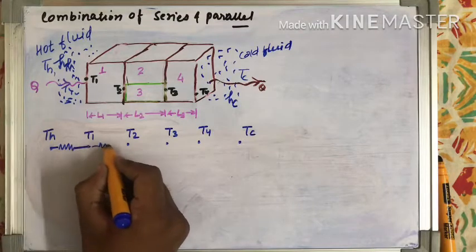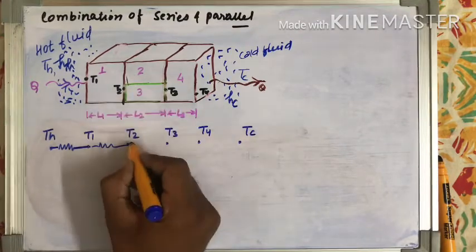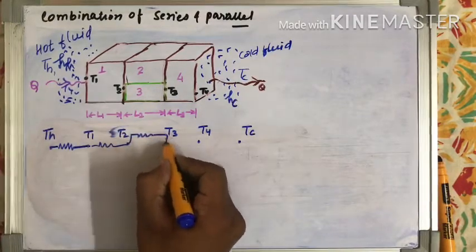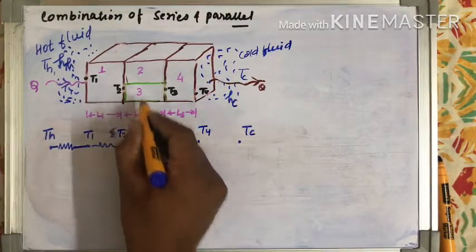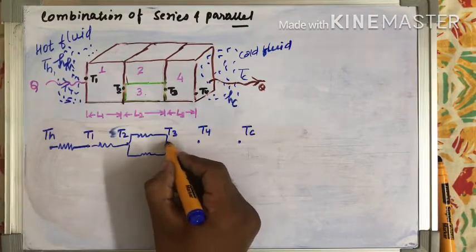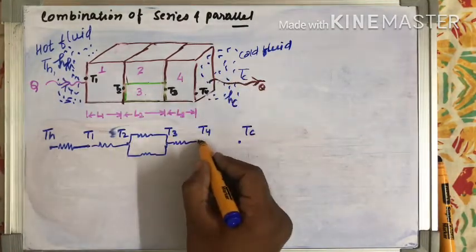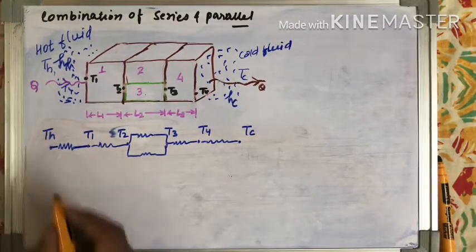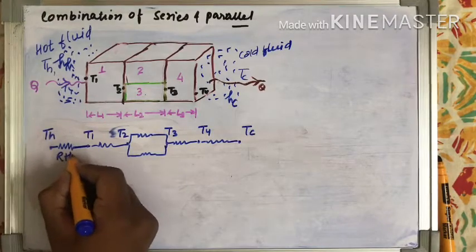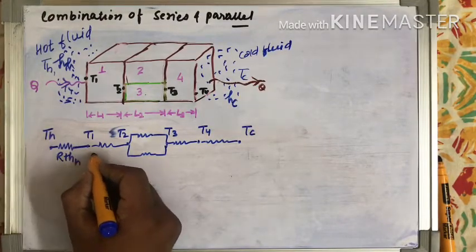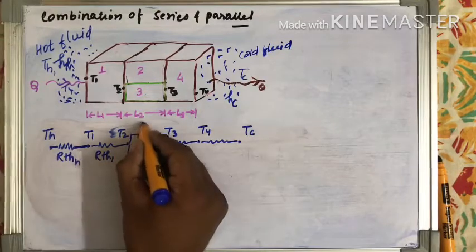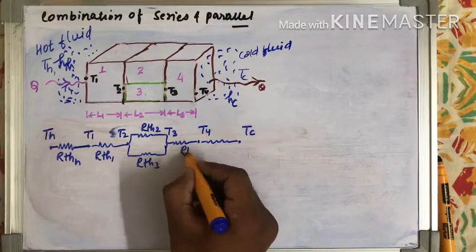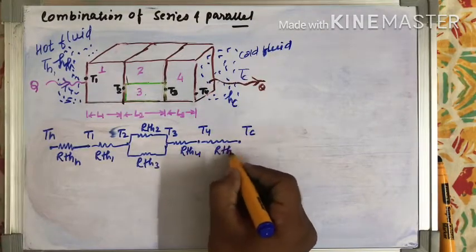In solid 1 there will be thermal resistance. In this 2 there will be thermal resistance. In the 3 there will be thermal resistance. In the fourth body there will be thermal resistance, and in the cold fluid there will be thermal resistance. So this thermal resistance I can denote by RTHH, this by RTH1, this by RTH2, this by RTH3, this by RTH4, and this by RTHC.